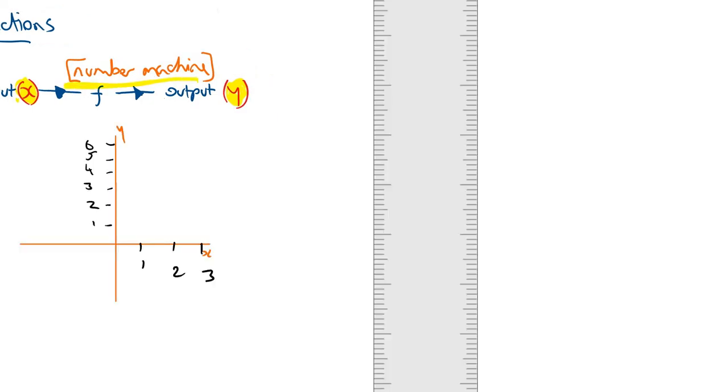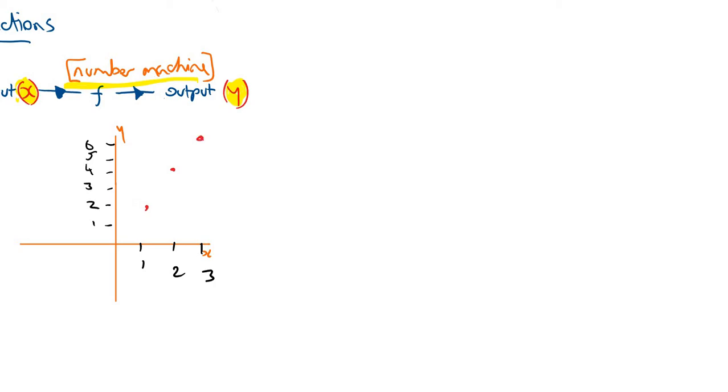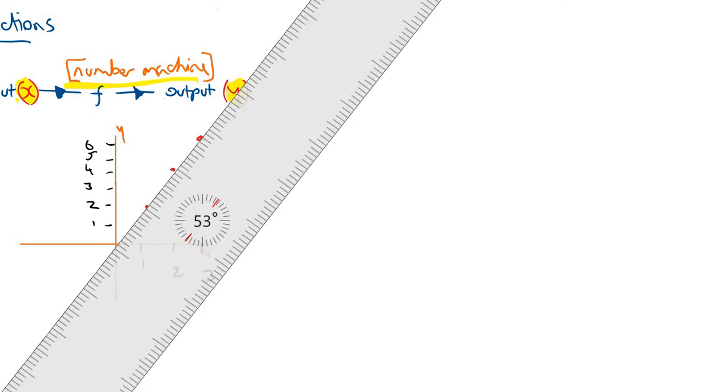So in this instance we could have an x value of 1 and a y value of 2. We could have an x value of 2 and a y value of 4, and we could have an x value of 3 and a y value of 6. So if I plotted those points there with the x value and the y value, I could actually just show the relationship between the points by drawing a line.